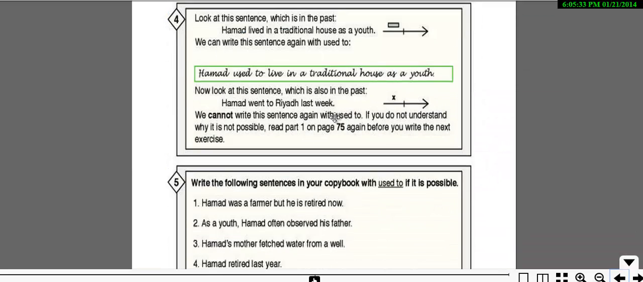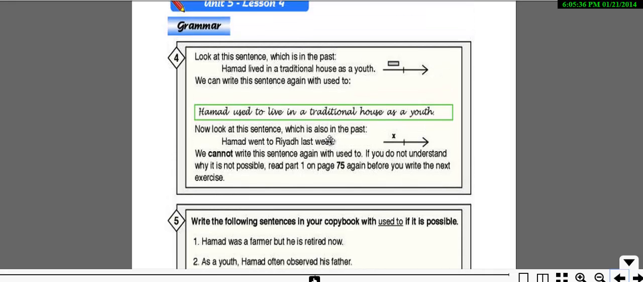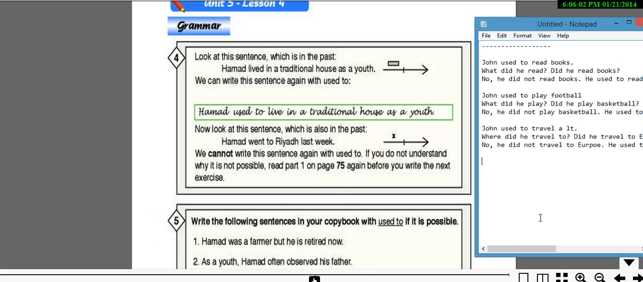Oh, no, we didn't. I'm going to continue with you guys here. Pay attention, dear ladies. Look at the sentence which is in the past. Hamid lived in a traditional house as a youth, and Hamid used to live in a traditional house as a youth. So we cannot write the sentence again with used to, like Hamid went to Riyadh last week. He used to go to Riyadh last week. No, it doesn't work. There's a little note here telling you if it's an action that happened one time in the past.